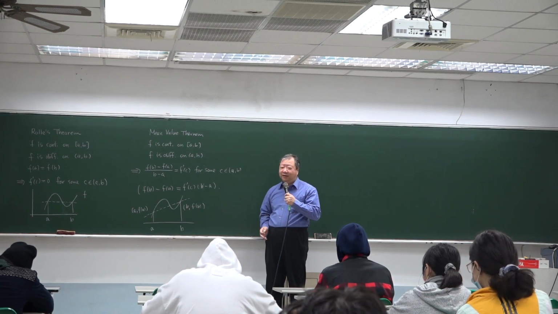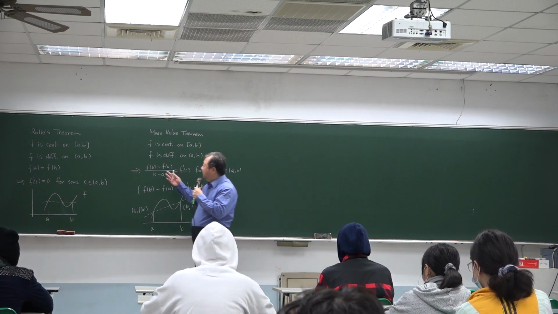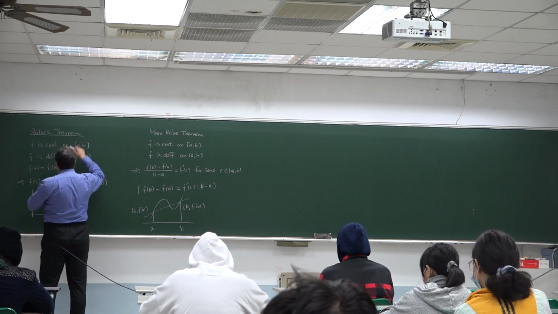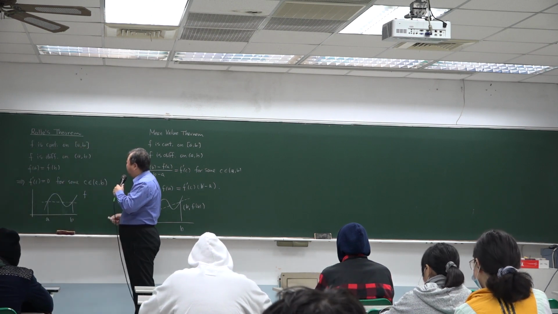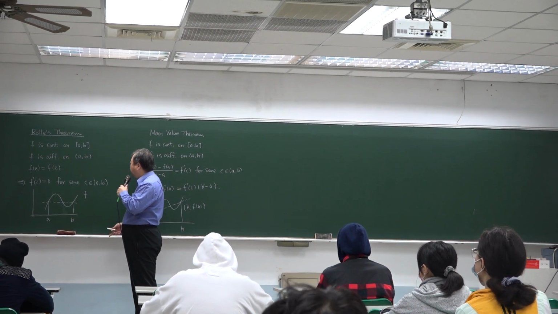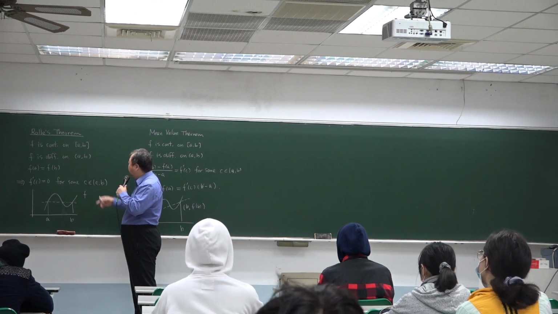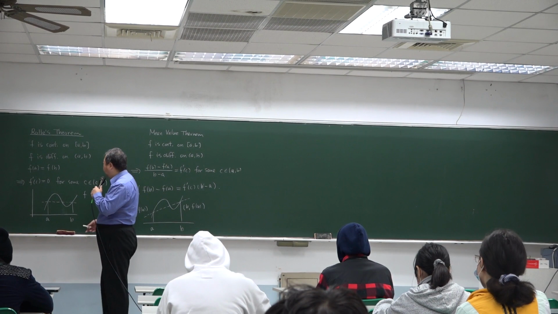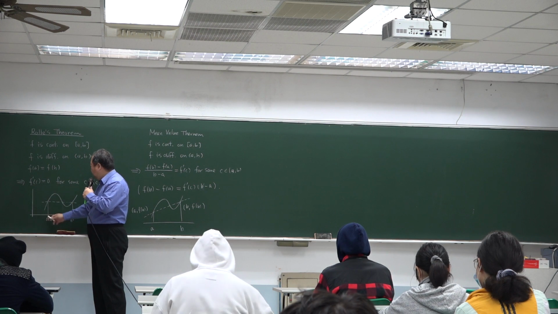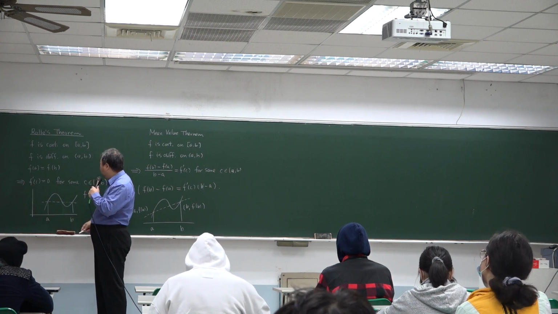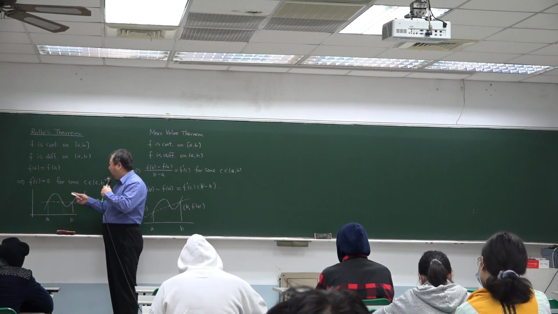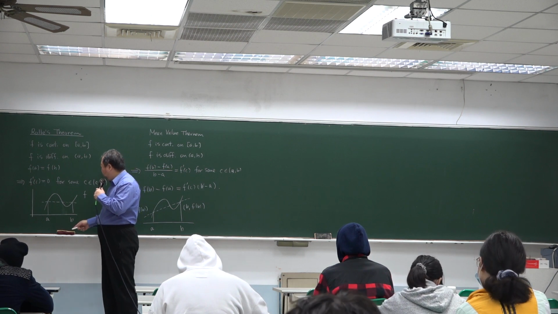Last time we talked about Rolle's theorem and mean value theorem. Rolle's theorem says f is continuous on a closed interval and is differentiable on its interior. Suppose at the endpoints of this interval, f of a equals f of b. Then there must be somewhere the derivative of f is 0.